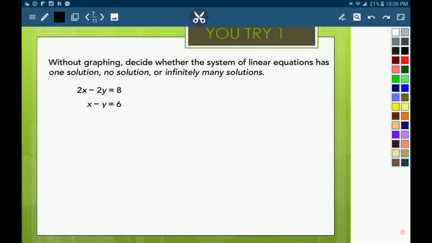But what I would like you to do with this system is change it into y = mx + b, just like we did the numerous times in the example, and then tell me whether there's one, none, or infinitely many solutions.